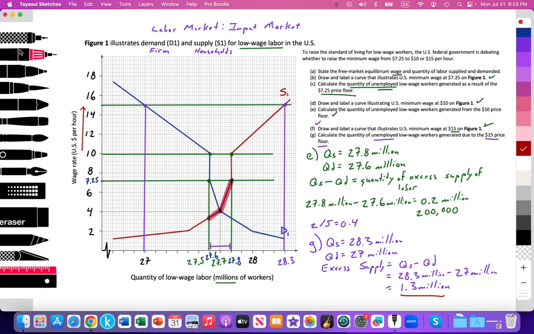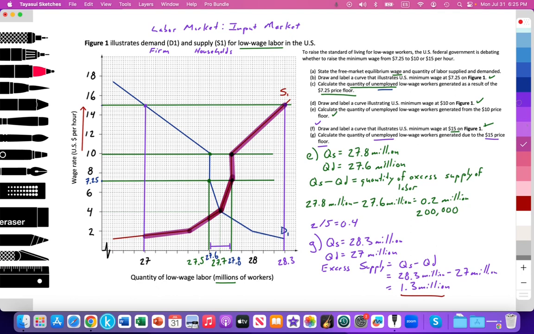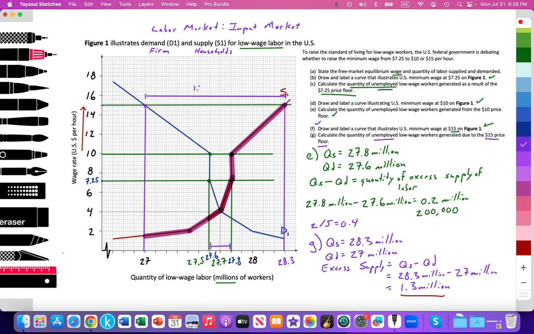I'm going to go ahead and highlight again what's happening. So we have this quantity of supply of labor, all of these households along the supply curve looking for work but unable to find work. And so that whole area there is about 1.3 million. Again, just to emphasize, the distance between here and over here, you have 1.3 million, 1.3 million workers looking for work and unable to find work.